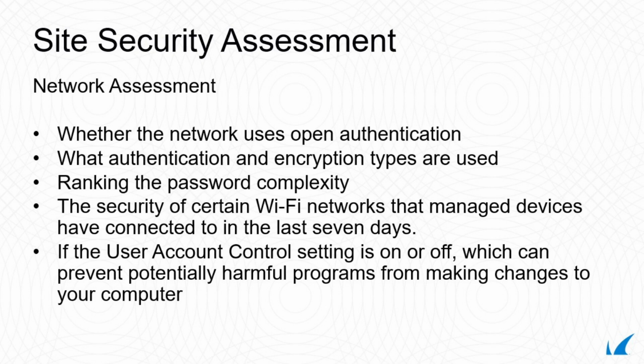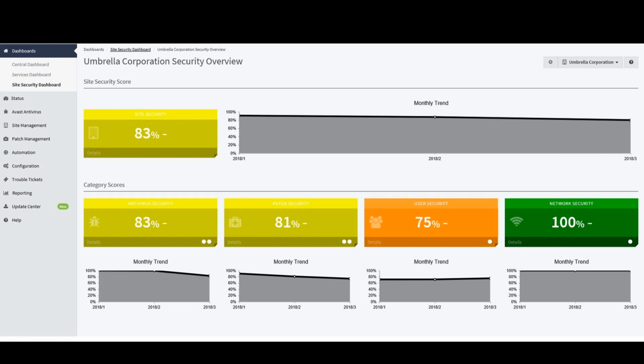Examples of our site security assessment: whether the network uses open authentication, what authentication and encryption types are used, ranking the password complexity, the security of certain Wi-Fi networks that managed devices have connected to in the last 7 days, and if the user account control setting is on or off, which can prevent potentially harmful programs from making changes to your computer. Also, the history of the site security assessment is now tracked and visible on the site security dashboard.